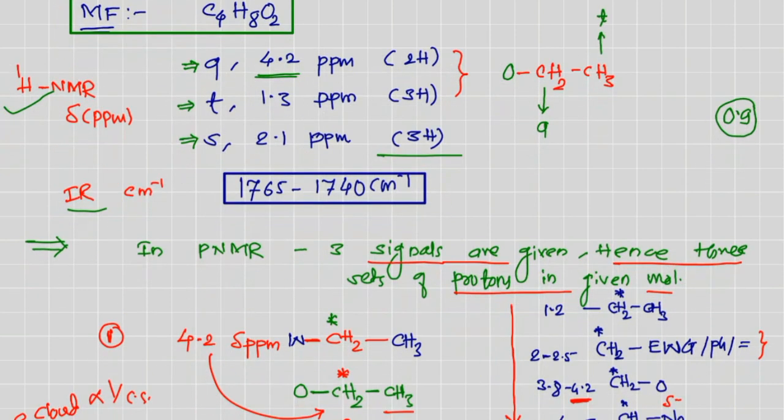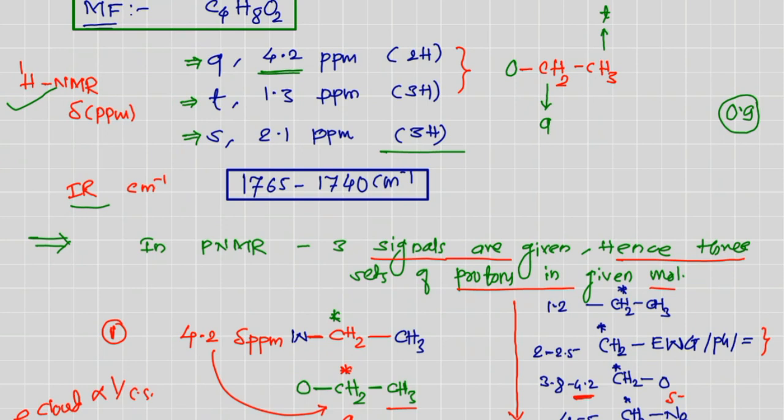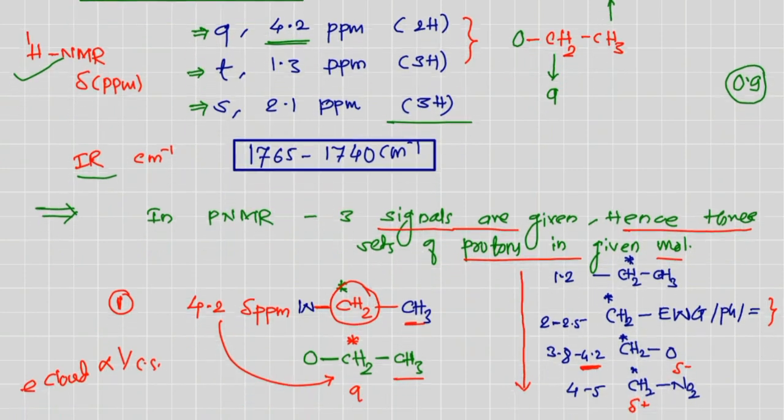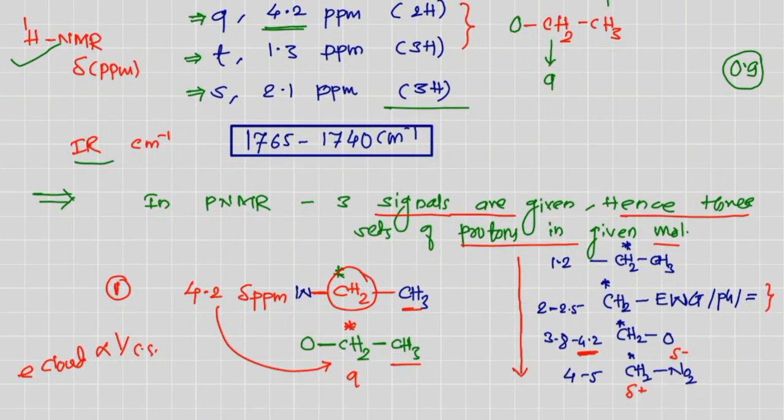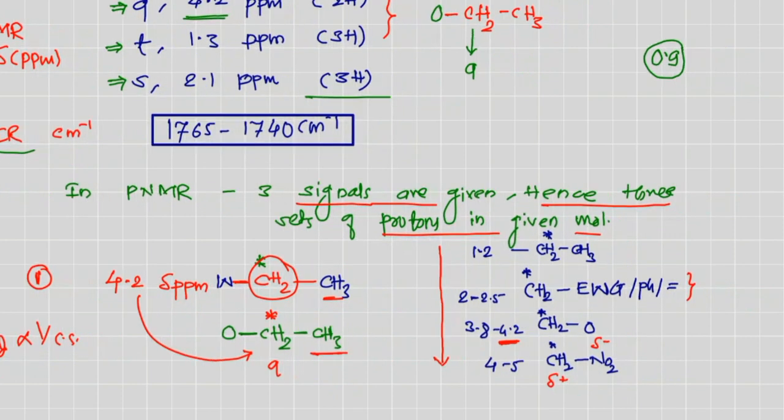The first signal is at 4.2 delta ppm, due to 2 hydrogens, which means a CH2 group. It must be attached to a strong electron withdrawing group, short of NO2. The multiplicity is a quartet, so the neighboring group should be a CH3. So the 4.2 signal appears as a quartet because of the CH3, and the CH2 must be attached to oxygen.